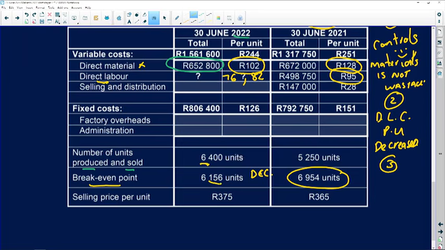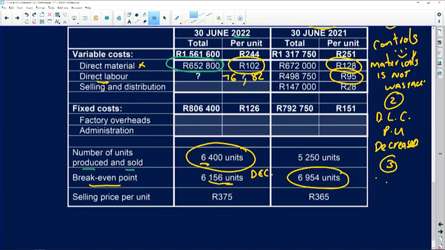Remember, the point of break even is where all my costs meet my income, right? And the point of break even, 6,156. As you can see, we are producing more units compared to break even, clearly showing that the business is making a profit. And the fact that break even has decreased is also very positive for the business. So the third point that you can mention or discuss is obviously the decrease in break even.